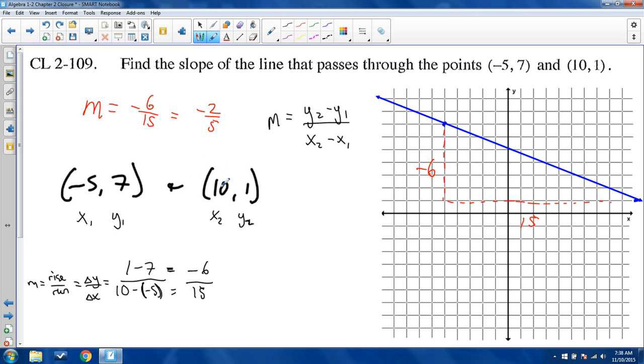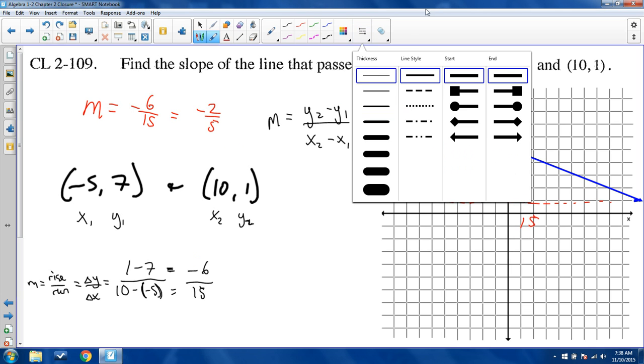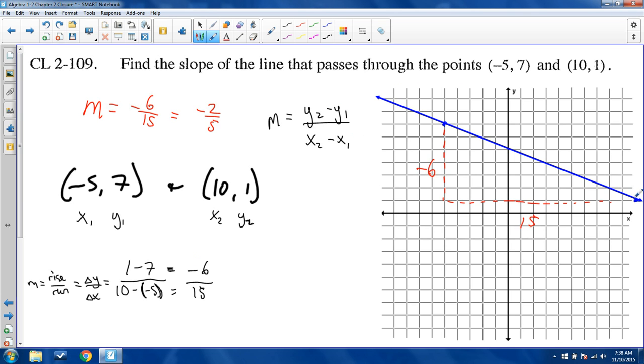Now notice I subtracted negative 5. This number is negative 5. When you subtract a negative, it is adding. So that gives you a positive there. Now, what if you went the other way? Meaning, what if I was looking more at this point here, and I want to say, how much did I rise in this direction? How much did I run in this direction right here?